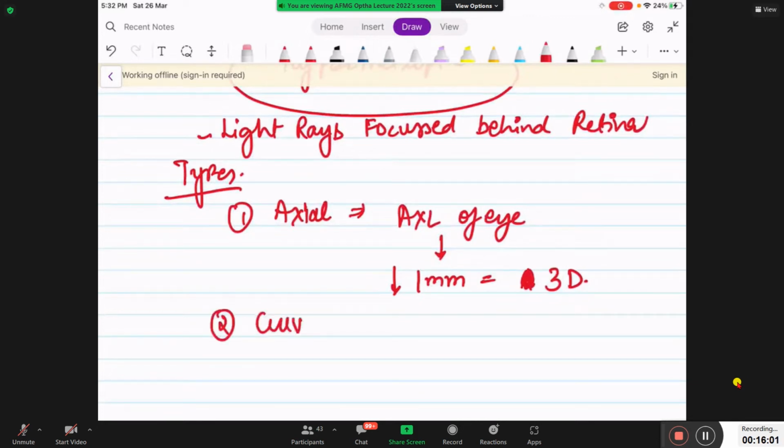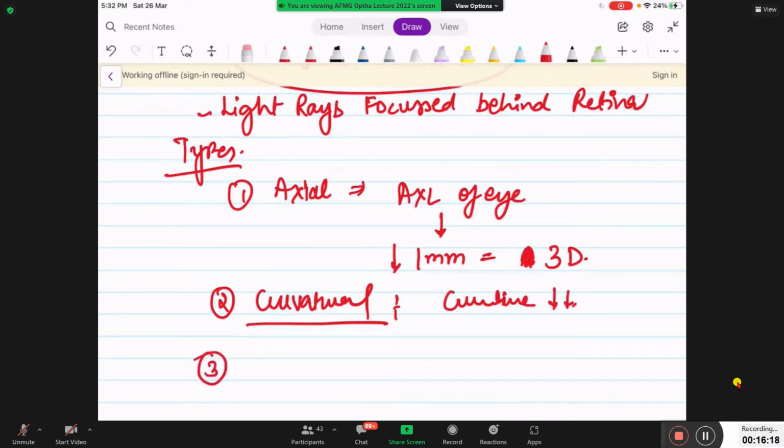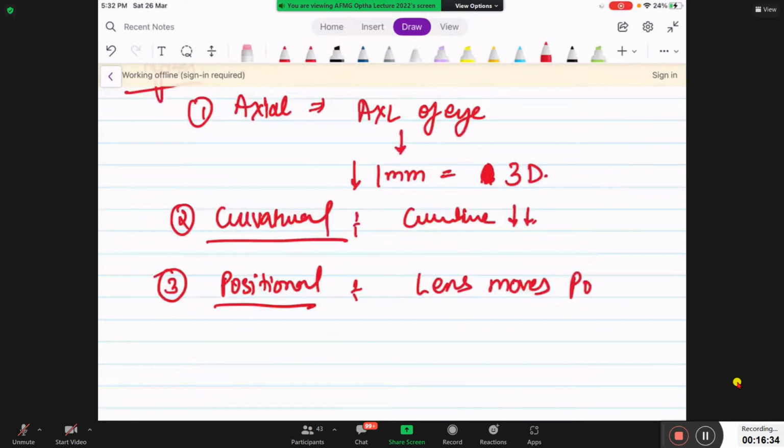Second is curvature hypermetropia, when the curvature of the cornea or lens decreases. The values are not important for your exam in curvature hypermetropia. Talking about positional hypermetropia, when your biconvex normal lens moves posteriorly towards the posterior segment, that induces hypermetropia.